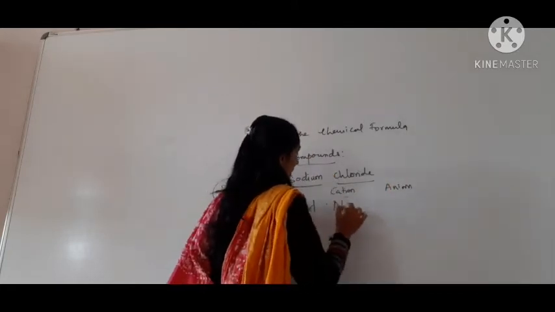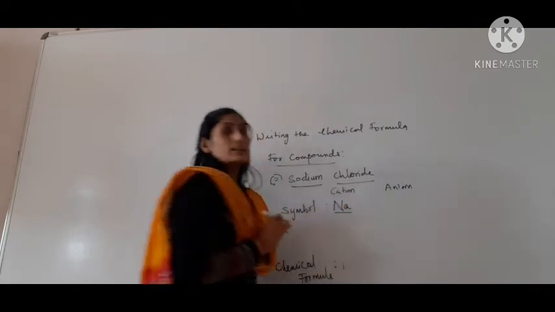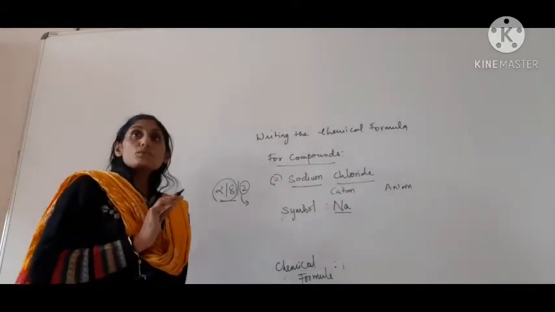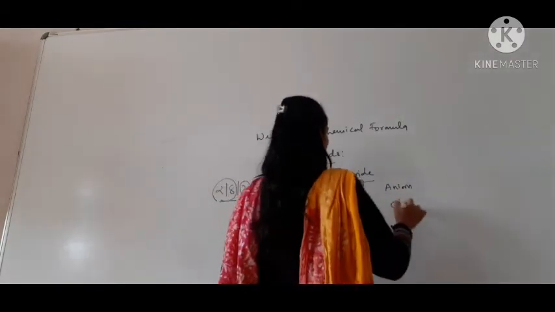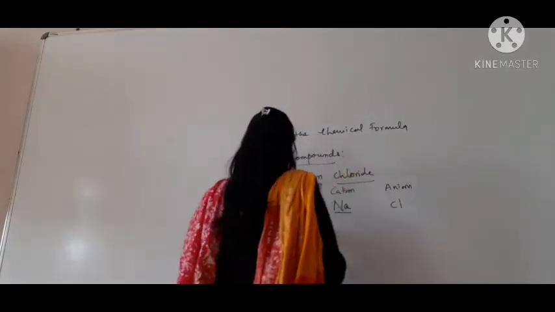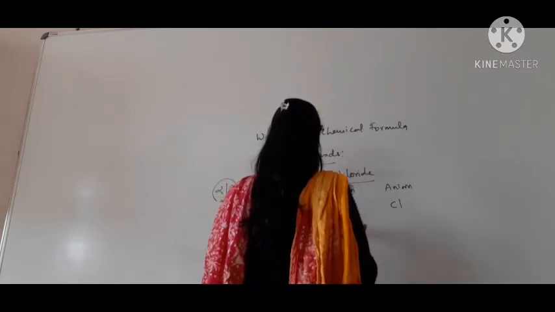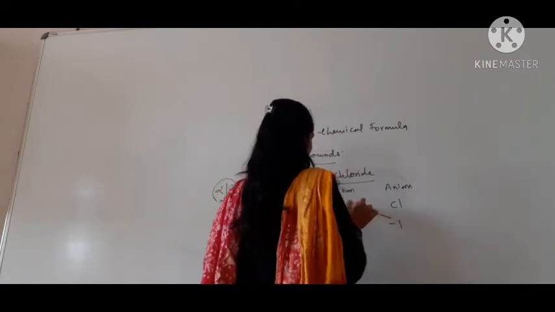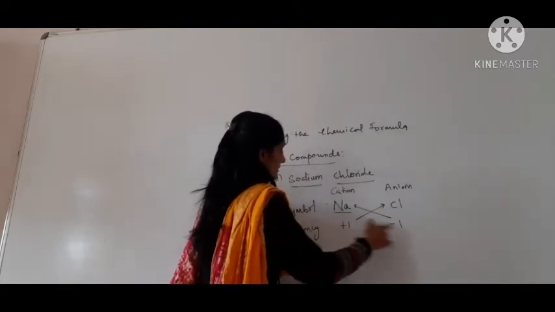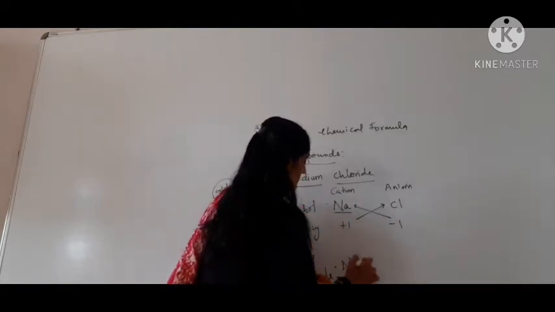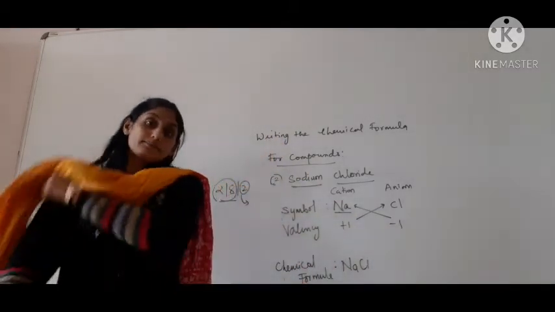Sodium has the symbol Na because it comes from the Latin word natrium. So the first 2 letters of sodium are Na, and the anion is Cl. The valencies are +1 and -1. We cross multiply the valency by the crisscross method, without taking the sign, and the formula of sodium chloride is NaCl.